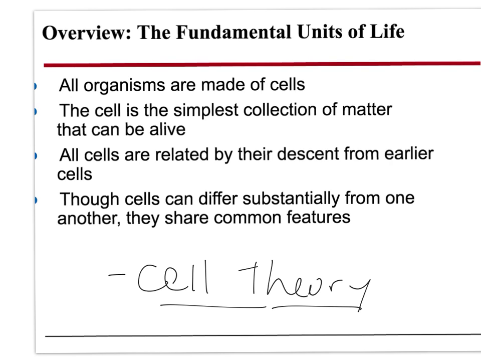Okay? The next one is the smallest unit or the simplest collection of matter that can be considered living. So the smallest living thing is a cell. All right, so the smallest thing that can be living is one singular cell, a unicellular organism. Okay? So if all living things are composed of cells and the smallest living thing is a cell, where did cells come from?